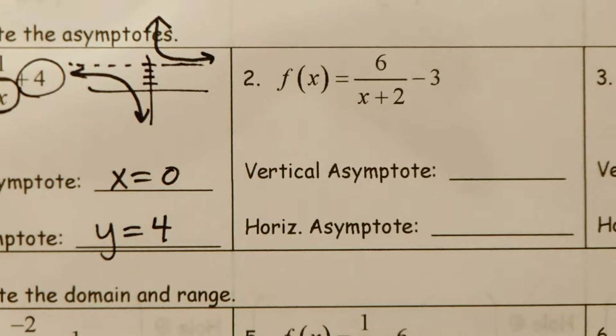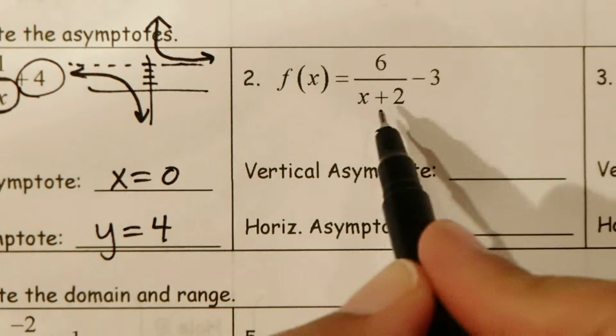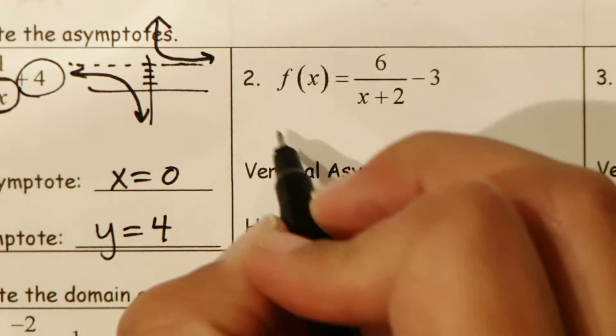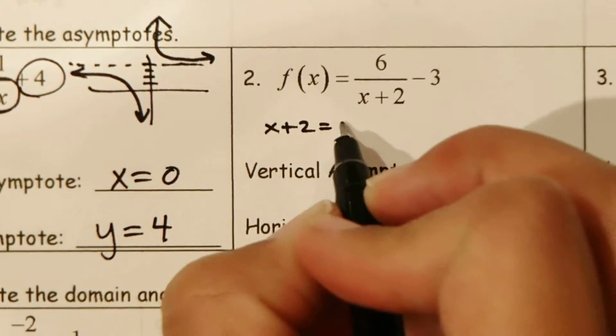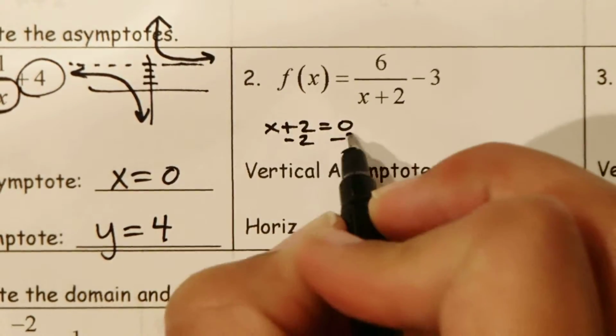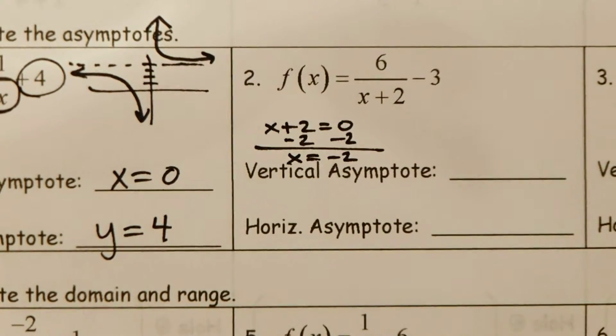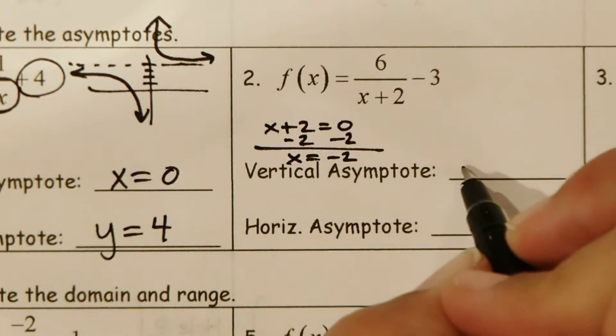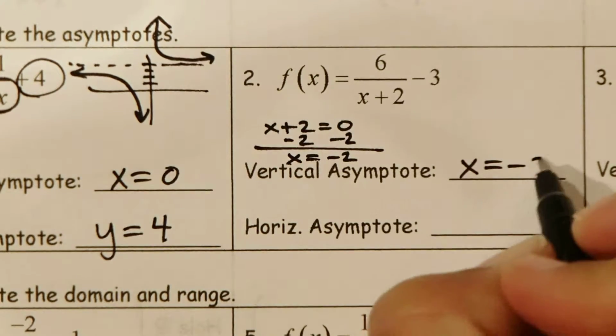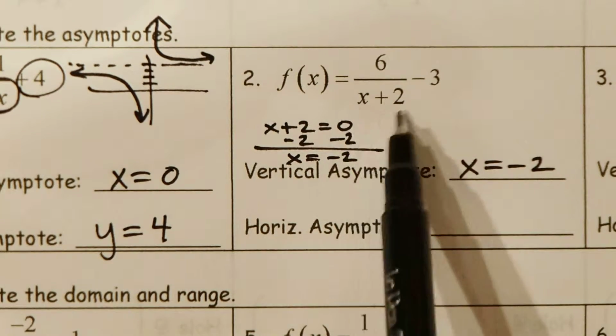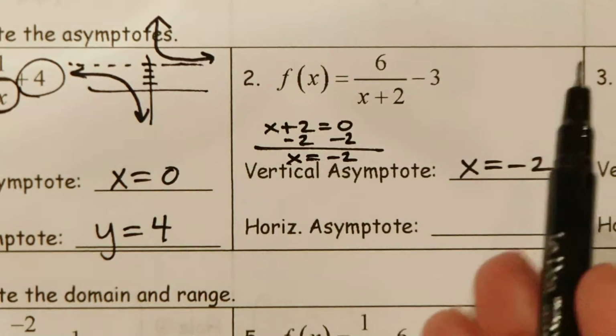We have 6 over x plus 2 minus 3. Now, looking at the vertical asymptote, that's where the denominator equals 0. So we can say x plus 2 equals 0. Subtract 2, x equals negative 2. So our vertical asymptote is going to be at x equals negative 2, wherever the denominator only will equal 0.